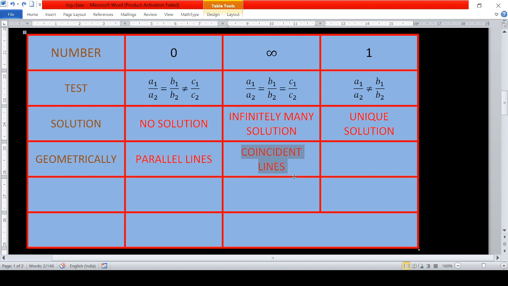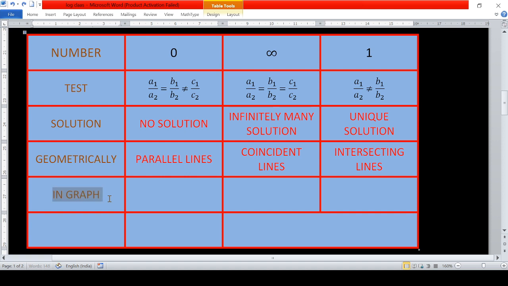When all the ratios are equal, we can say coincident lines, or infinitely many solution cases will give coincident lines, or coincident lines will give infinitely many solutions. Last one, intersecting lines. A unique solution is obtained by intersecting lines. That is the geometrical meaning.